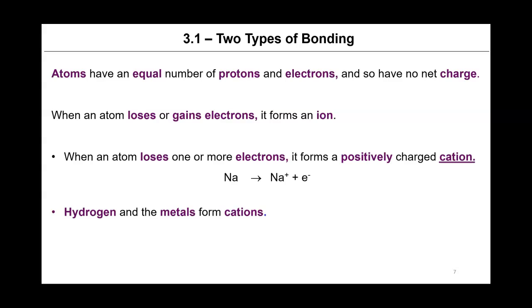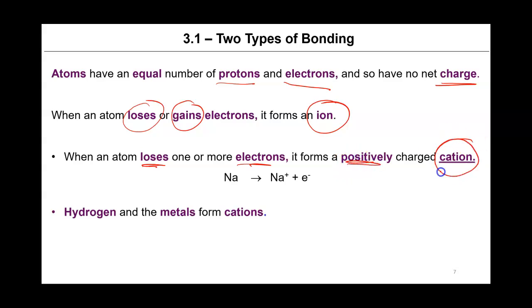So when we think about an atom, a neutral atom, it's important to recognize that they have an equal number of electrons and protons because they have no overall charge. They are electrically neutral. If an atom loses or gains electrons, then there will be an imbalance in the number of protons and electrons, and a charged species called an ion will form. Now, if an atom loses 1 or more electrons, it will form a positively charged ion, which we call a cation.